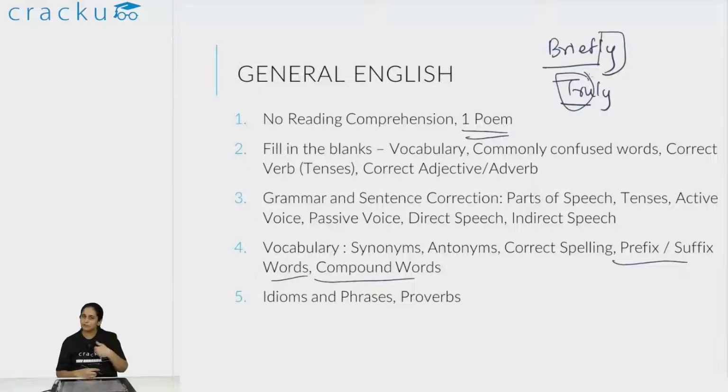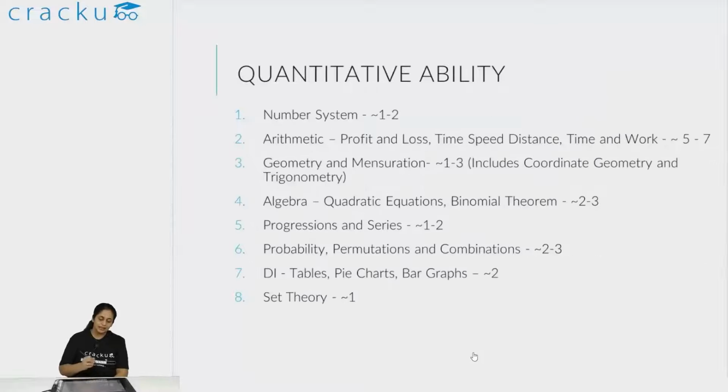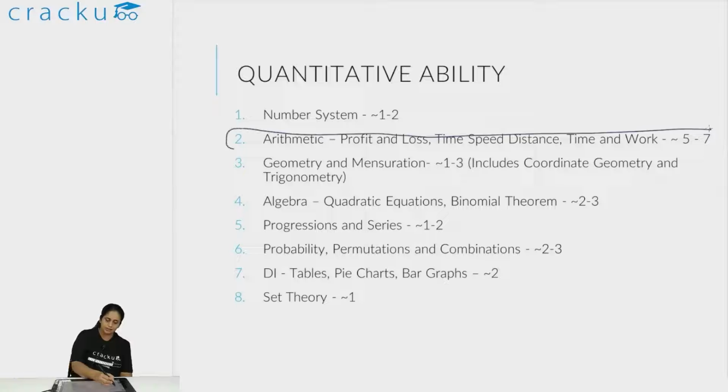So essentially, simple questions like this will come, which you have to solve quickly so that you can move on and do other things with that time, because 60 questions in 60 minutes is going to be tough. The last one is quantitative ability. Quantitative ability, the most important section, is as always arithmetic.